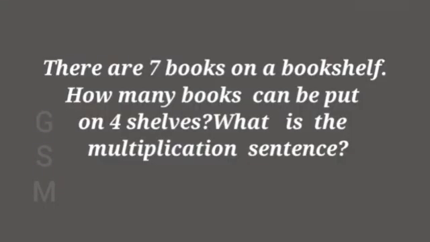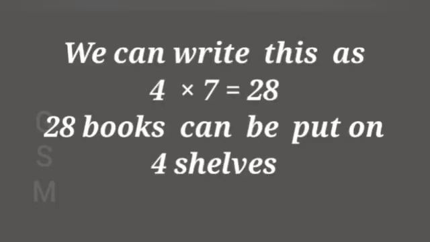And I give you one more example. There are 7 books on a bookshelf. How many books can be put on 4 shelves? What is the multiplication sentence? Yes, totally 20 books can be put on 4 shelves. So we can write this as 4 shelves, 7 books in each shelf. So 4 sevens are 28. So 28 books can be put on 4 shelves. In this way, we have to calculate the multiples of 7.